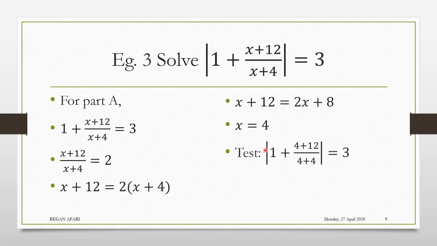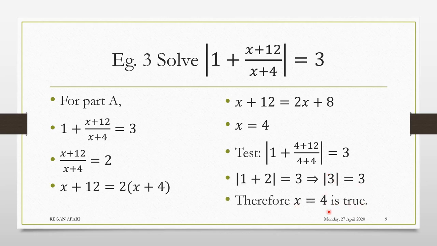All right, then we test it. Are we going to accept this 4? Let's see. We put 4 in place of x. Okay, and then we have 1 plus 2, which is equal to 3. Remember that this will give us 3, so we have the absolute value of 3. But is the absolute value of 3 equal to 3? Yes, hence this is an answer that we are going to accept.